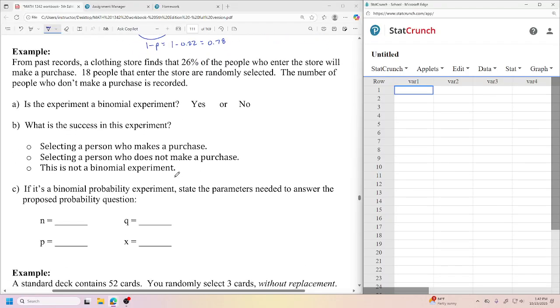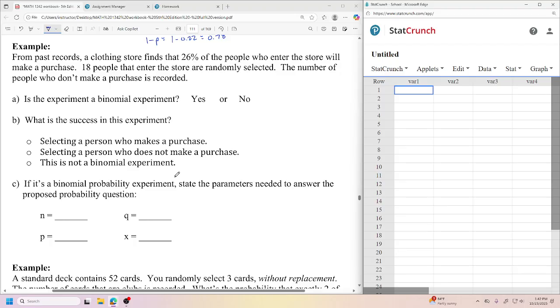So let's do the next one, and it's the same kind of question. No big deal here. It says from past records, 26% of people who enter the store will actually make a purchase. And so is this binomial? Are they going to either make a purchase or not make a purchase? Right. So that's binomial. Cool. It says what's success? So okay, let's go through this.